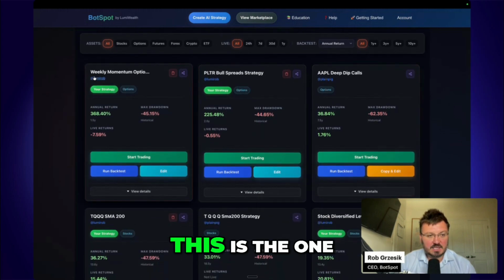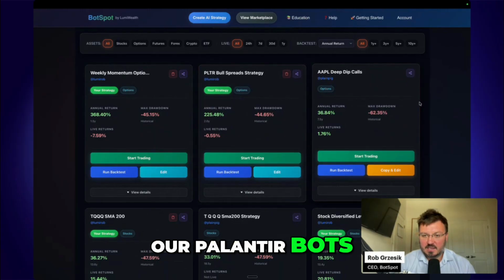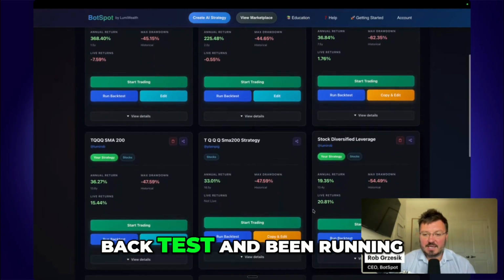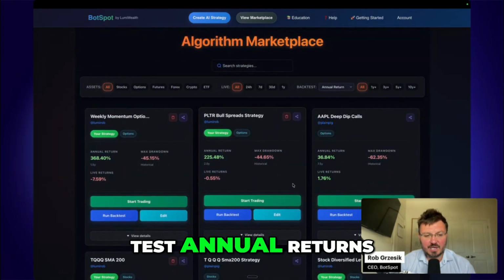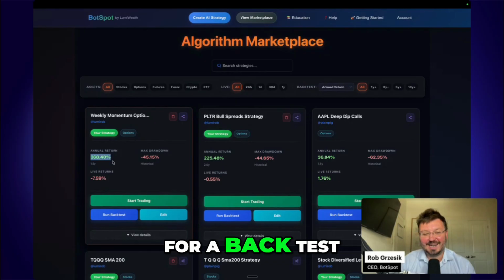So this is the one that we built 2 weeks ago. This is one of our Palantir bots. This is one that was created by someone else that actually has a pretty good back test and has been running. They are by default sorted by the back test annual returns. You can see the one that we ran, pretty crazy annual return for a back test.